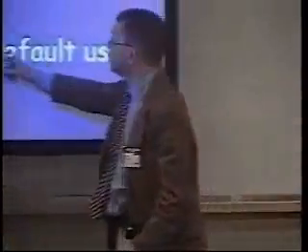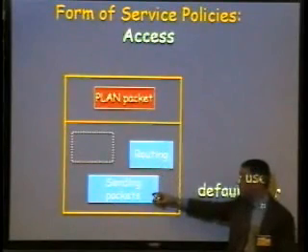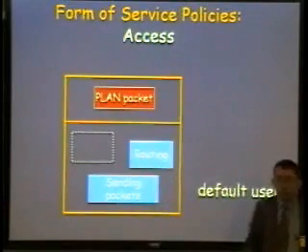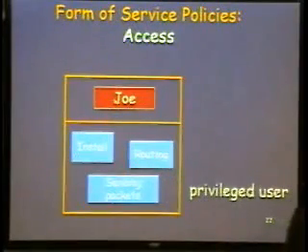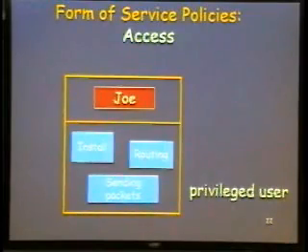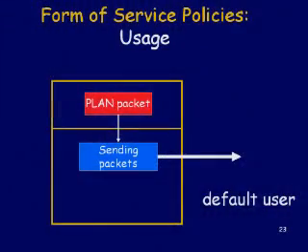So if you take a look at a plan packet, you might allow the default user to perform routing. That's kind of a simple service that you give today on a router. And you may want to allow them to send packets. Again, you're going to need to be able to do that if the element is a piece of network infrastructure. Joe, however, may be a privileged user, and in addition to routing and sending packets, you may want to allow him to install new code. Or he may pay. One model is that Joe pays to be able to install packets. There's many models, but you have some desire to separate between what Ed can do and what Joe can do.